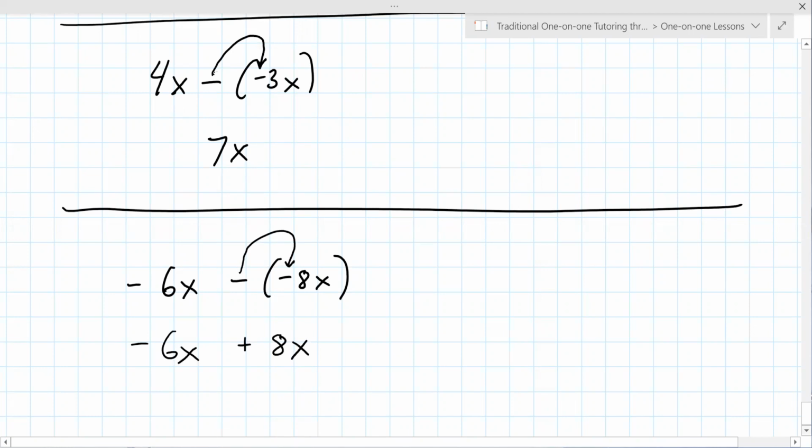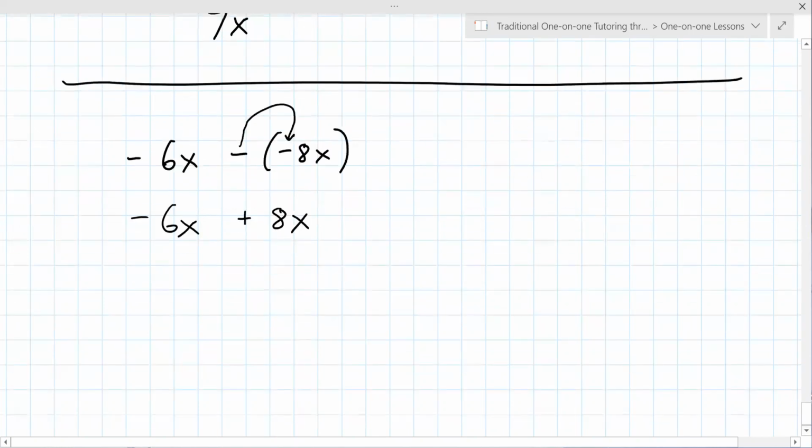One is positive, one is negative. Which is bigger, the 8 or the 6? 8. So the answer must be positive. And then you take 8 and subtract the 6. So this is 2x.